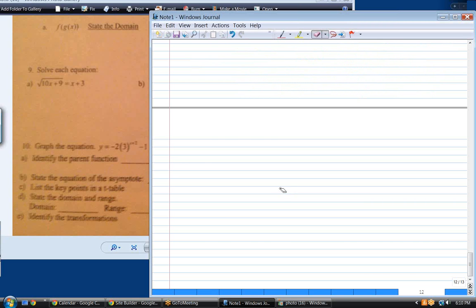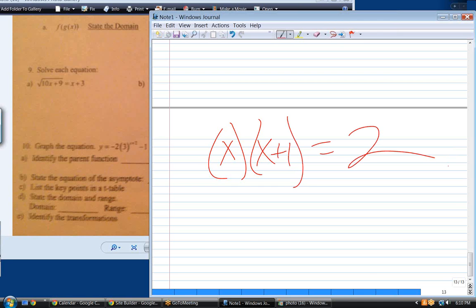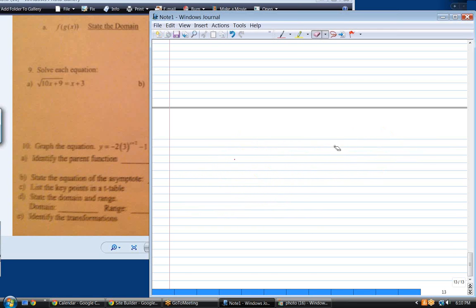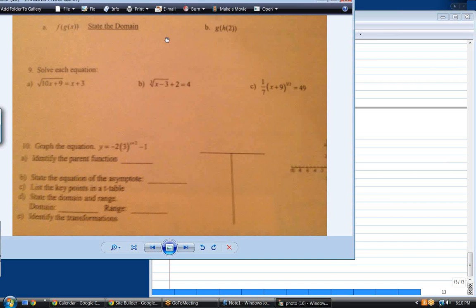As long as, in other words, if I tell you x times x plus 1 is equal to 2, there's no way to solve that. But once I say it's equal to 0, well then either this has to be 0 or this has to be 0. The only way two things can multiply together to be 0 is if one of them is 0. So that's the logic behind solving quadratics.